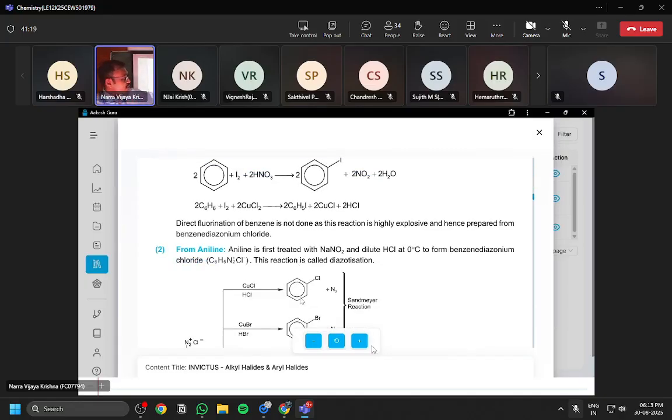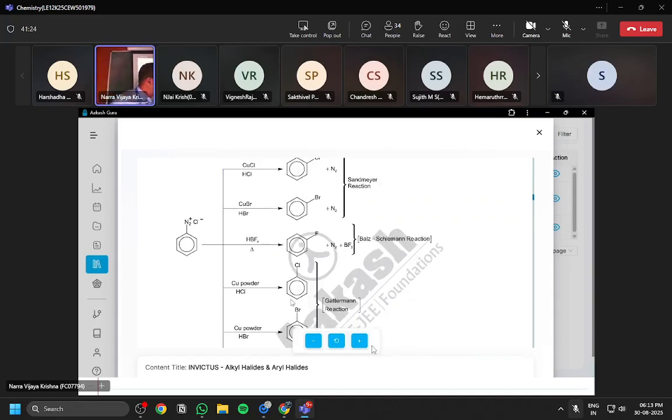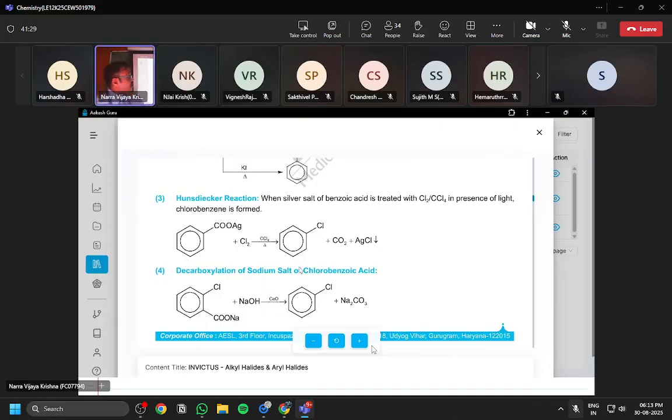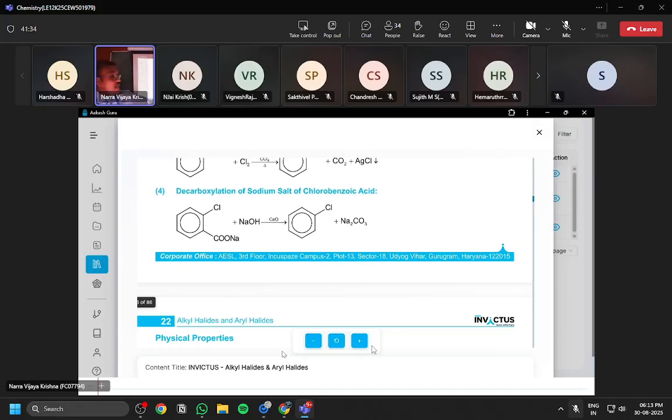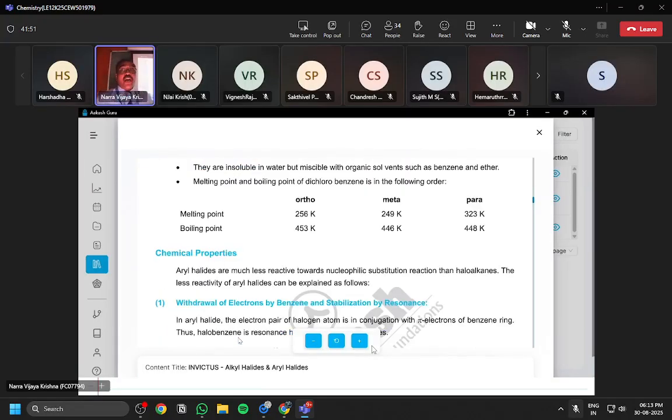Then in terms of CuCl2, from diazonium compounds, Sandmeyer reaction, Balz-Schiemann reaction, Gattermann reaction, done or not? Then silver salt, Borodin-Hunsdiecker only again. Then decarboxylation, sodium hydroxide, calcium oxide, soda lime. I have to remove CO2, right? So if this is gone and followed by adding H, you get this converted into benzene. Next one, physical properties again. Melting and boiling point difference between ortho, meta, para dichloro derivatives. This is also done.